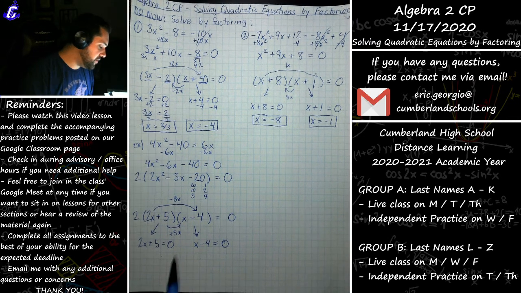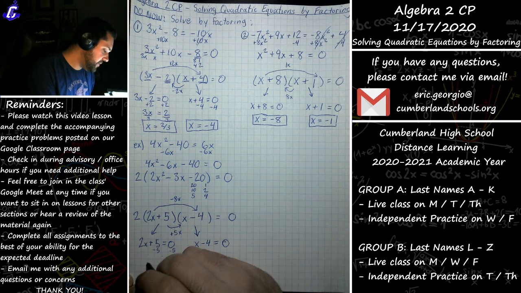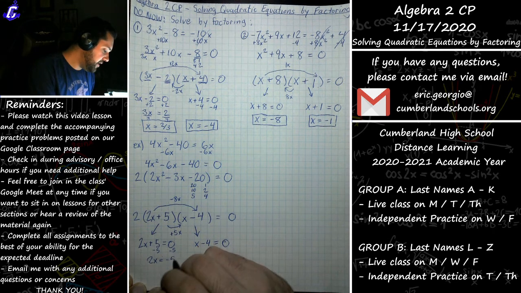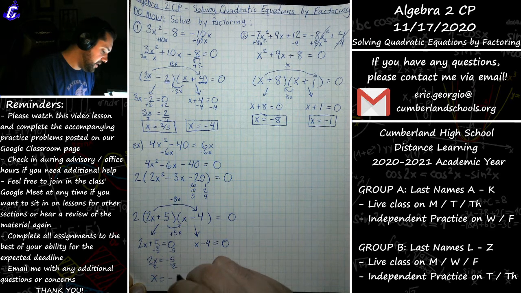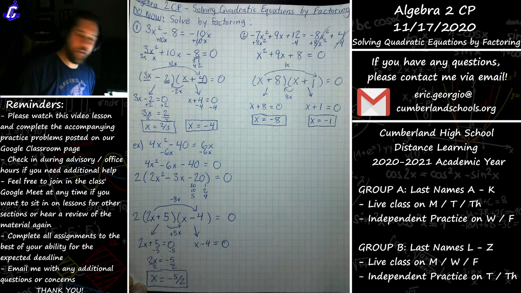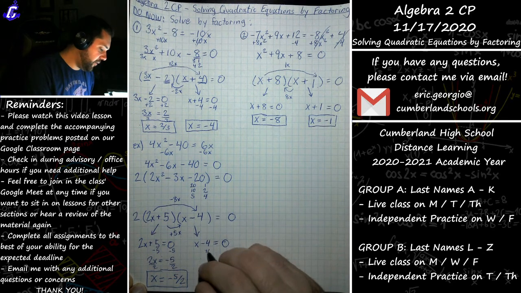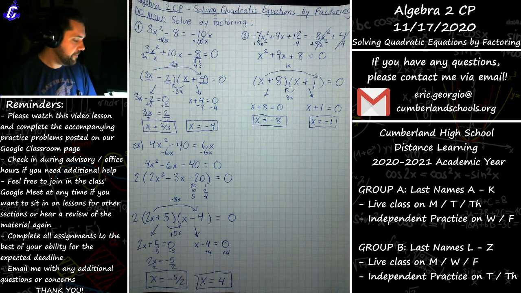So now that I'm proceeding with this problem, again, just algebra 1, I would subtract 5 from both sides to get 2x equals -5. Divide both sides by 2 to undo that multiplication and get our first solution of x equals -5/2. The other one over here is now one step. We're going to add 4 to both sides and get x equals +4 as our second solution. All right?